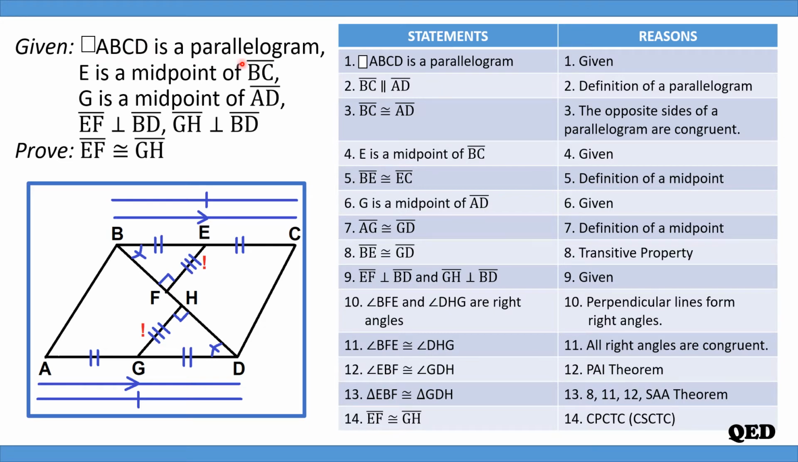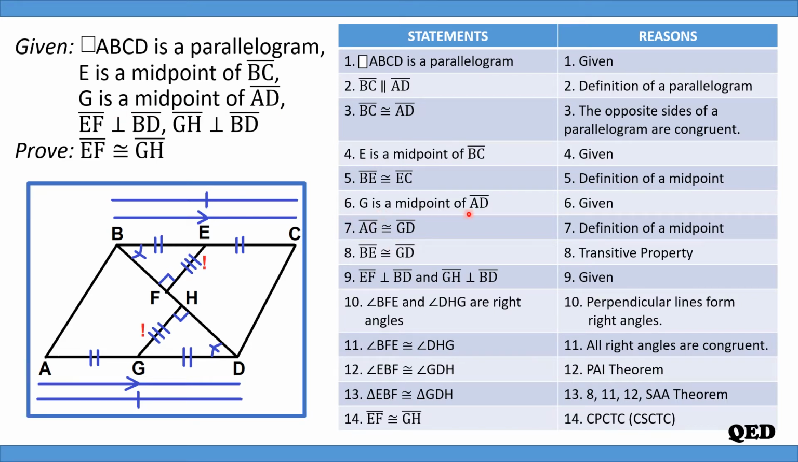Statement number 1, quadrilateral ABCD is a parallelogram, given. Statement number 2, line segment BC is parallel to line segment AD by the definition of a parallelogram. Line segment BC is congruent to line segment AD because the opposite sides of a parallelogram are congruent. E is a midpoint of line segment BC, given. And statement number 5 is a consequence of statement number 4, that line segment BE is congruent to line segment EC by the definition of a midpoint.